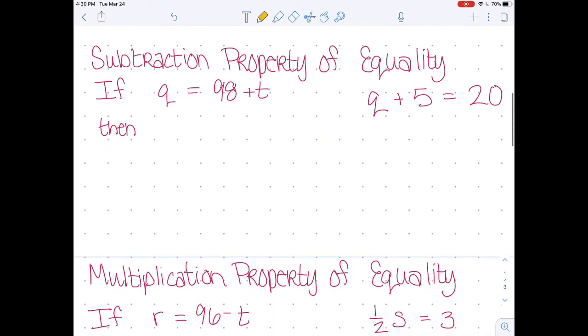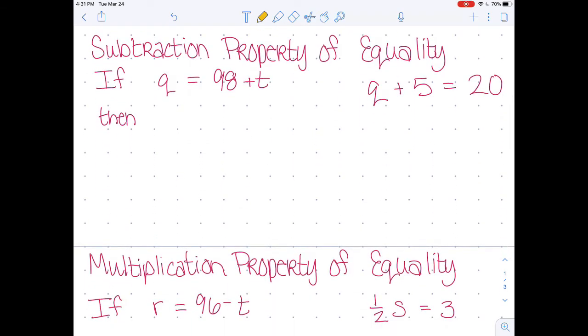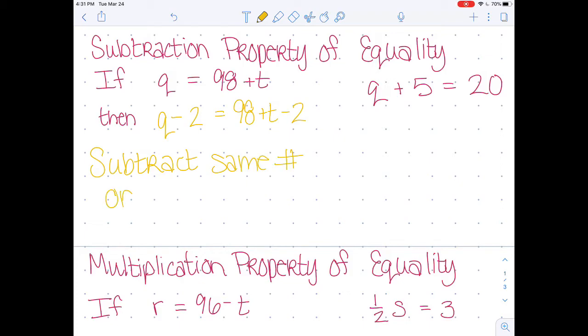All right, the subtraction property of equality. If I have q equals 98 plus t, and I subtract 2 from q, then I have to subtract 2 from the other side also. So now I have 98 plus t minus 2. Subtract the same number on each side.